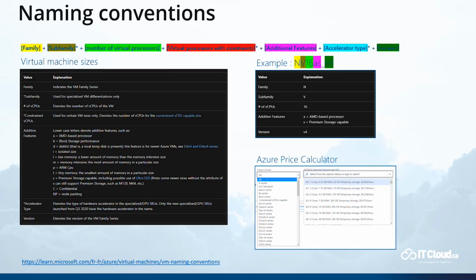How to name it? The naming convention. Here, 3 little slides just to give you extra info in order to know the why and how. Just take a look, it's good to be more knowledgeable based on the customer, to understand what is under the hood. Roughly the naming convention is always the same: family, subfamily, number of virtual processors, then if there is some constraint, additional feature, acceleration type, and the version as well.